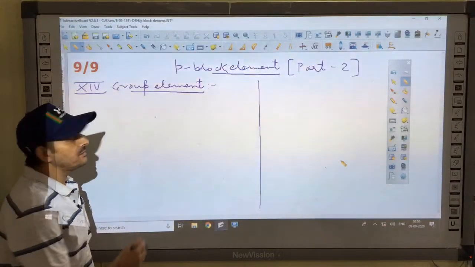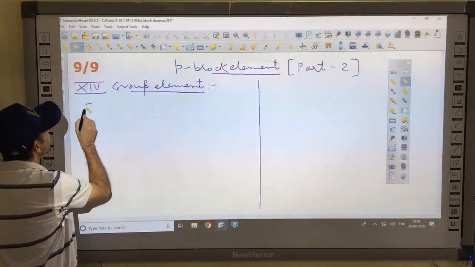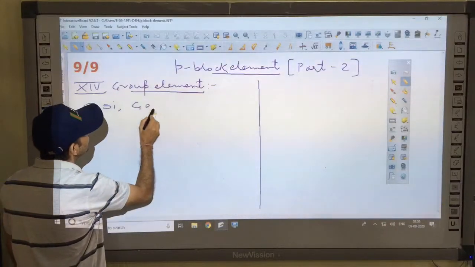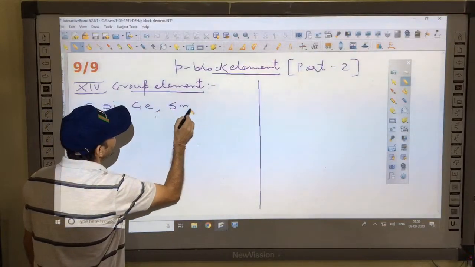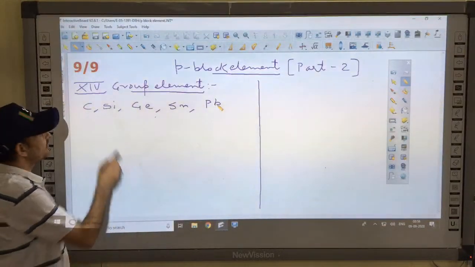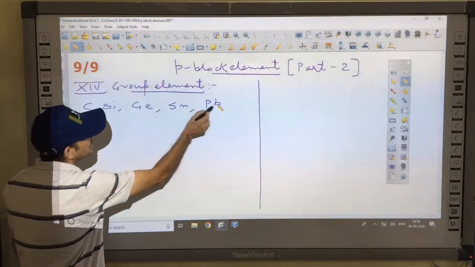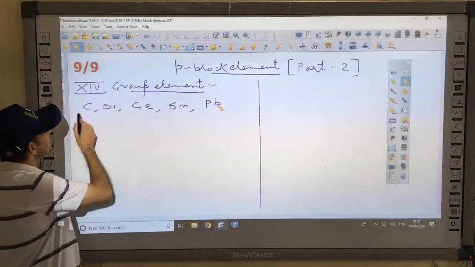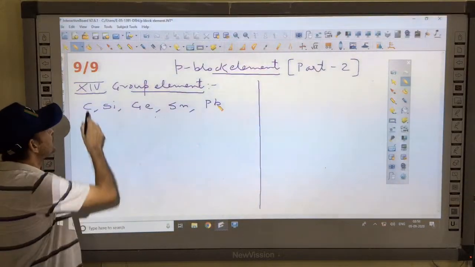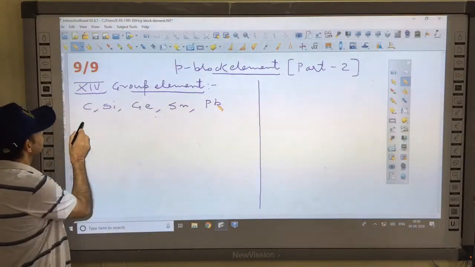Now, what are the elements which are present in 14 group? Carbon, silicon, germanium, tin and lead. These are the elements which are present in 14 group. Once again, carbon, silicon, germanium, tin and lead. This entire group is also known as the carbon family because the first element is carbon. Okay. Now general characteristics.